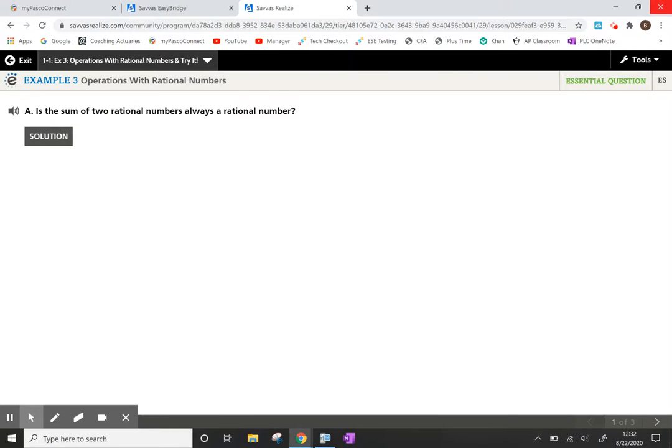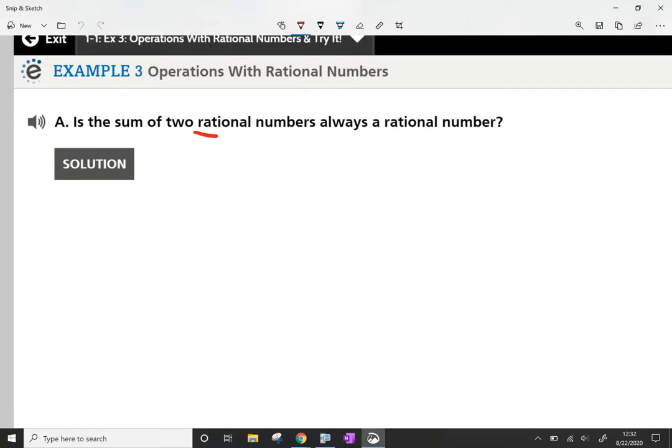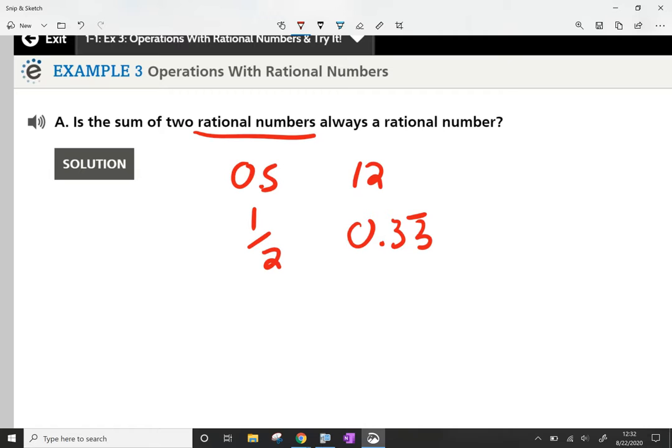So now let's get into answering the question. Is the sum of two rational numbers always a rational number? Is this true? Now remember, a rational number can be anything that doesn't have a decimal that goes on forever without a pattern. So rational numbers we talked about can be 0.5. It can be regular numbers like 12. It can be fractions like 1/2. It can even be decimals that go forever, but with a pattern, as opposed to ones without a pattern, right? It can even be negative numbers.